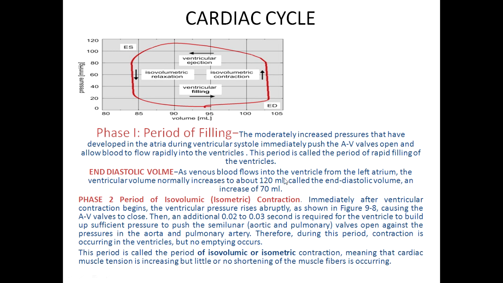As venous blood flows into the ventricle from the left atrium, the ventricular volume normally increases to about 120 ml, called the end diastolic volume, an increase of 70 ml. Okay, this one I will explain to you later.